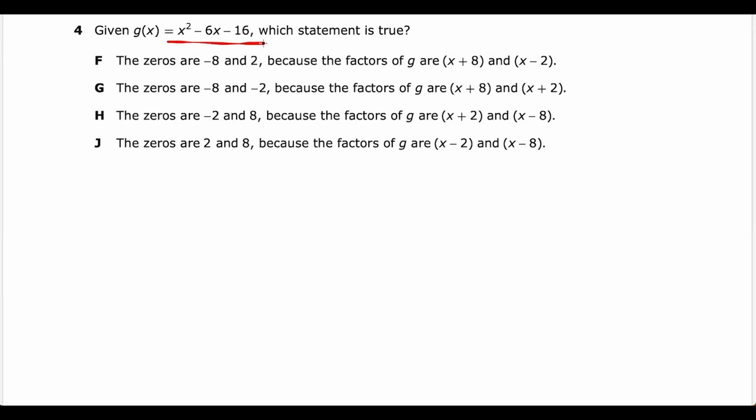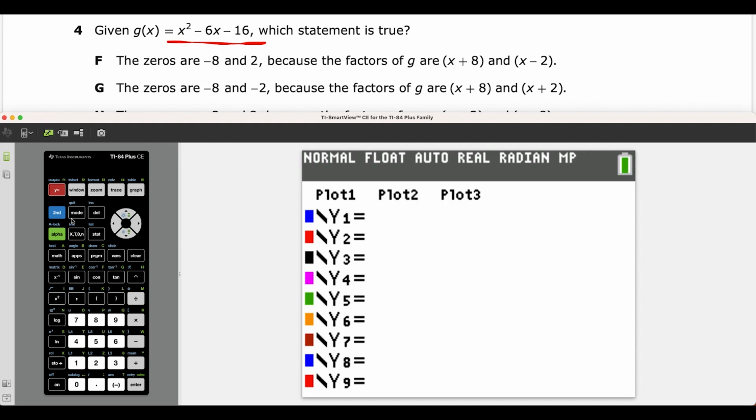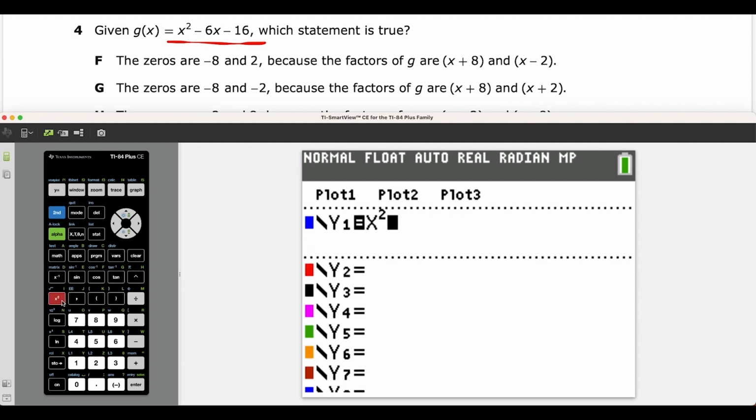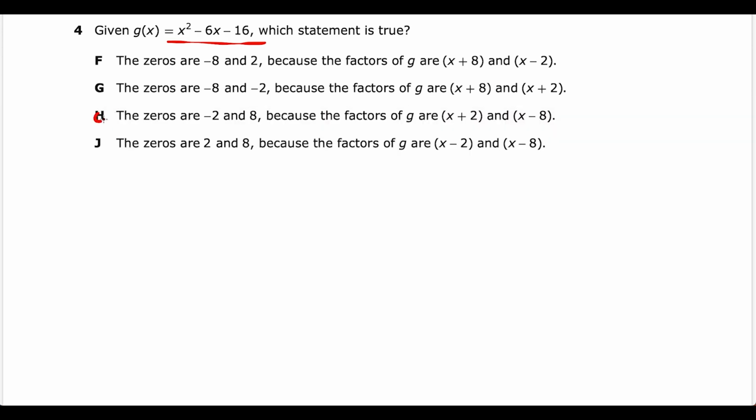Question 4, we have this quadratic. We want to know which statement is true. Now, since ultimately we have to find the zeros of this thing, what we could do is just graph this x squared minus 6x. Remember, the x is the variable button over here, and then we have minus 16. And I'm just going to press graph here, and notice that our roots are the points where the graph hits the x-axis, and this is happening at -2 and 8. So just doing this tells me right away the answer is H.